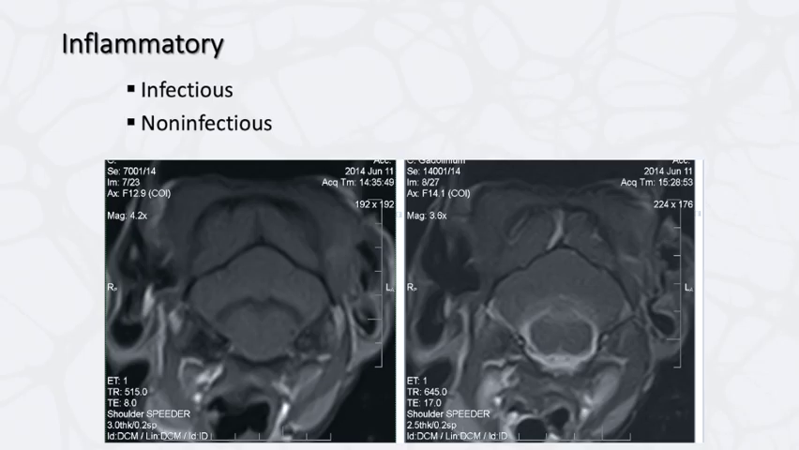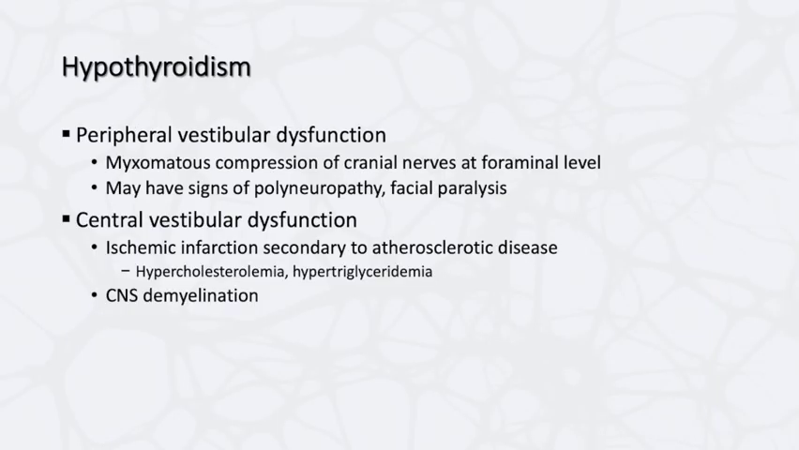As far as the differentials, there's the inflammatory category. So this is the infectious, and then the non-infectious are often what's thought to be immune-mediated. And this is just an MRI. On the left is a T1 weighted sequence. On the right is a T1 post-contrast. And we can see that there's severe meningeal enhancement in this patient. Hypothyroidism is known to cause vestibular dysfunction, though as far as whether it is central or peripheral, there's a lot of debate, so I'm not going to get into the pathophysiology of it, but I have it listed there for those that are interested.